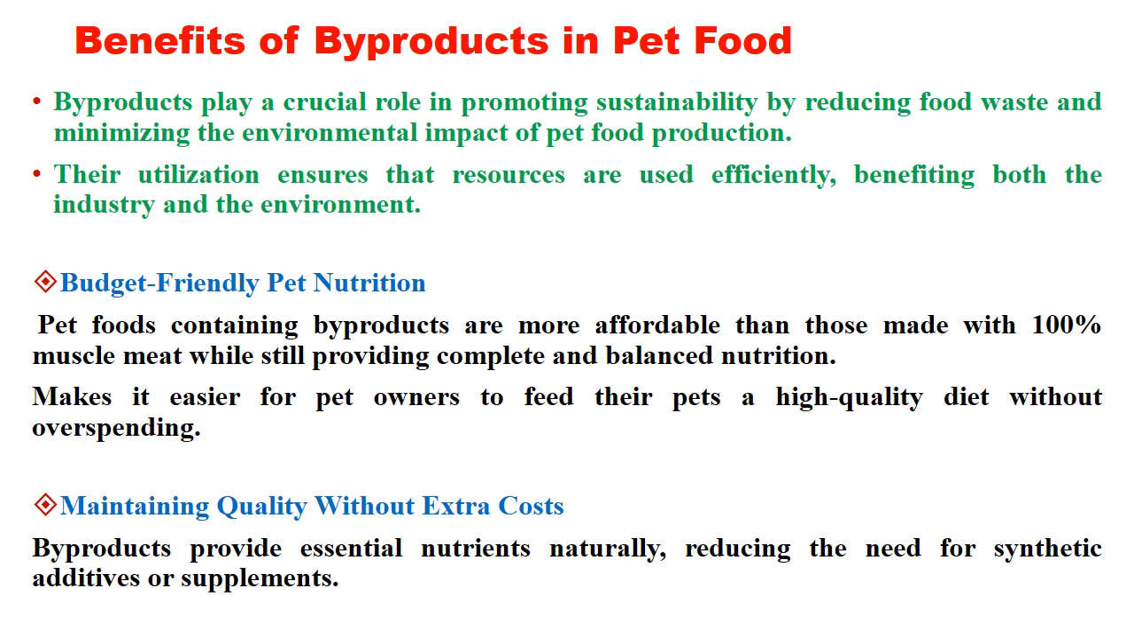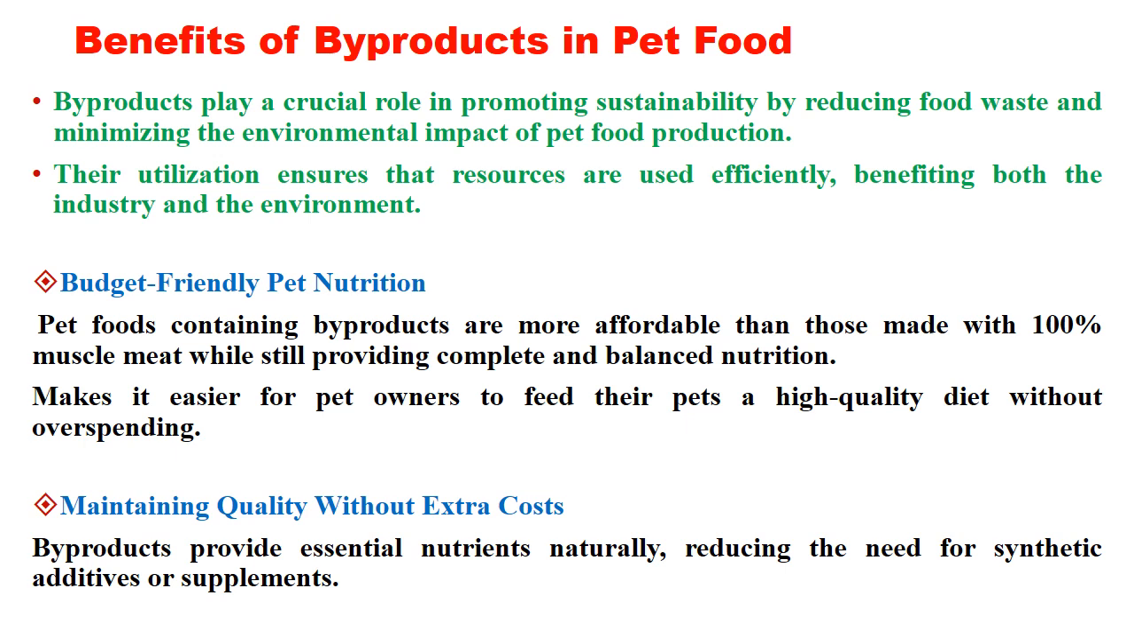Now we will discuss the benefits of byproducts used in pet food. Firstly, byproducts play a crucial role in promoting sustainability by reducing food waste and minimizing the environmental impact of pet food production. So from the slaughterhouse, when the byproducts are used, that reduces pollution and improves sustainability and also the environmental impact of the production of pet food. Secondly, their utilization ensures that resources are used efficiently, benefiting both the industry and the environment.